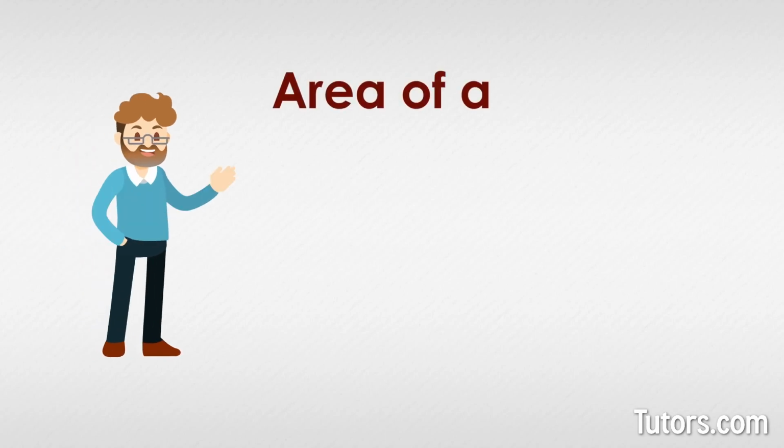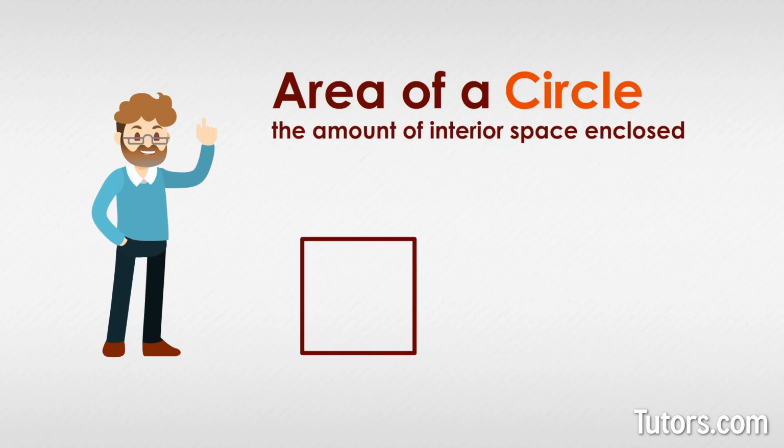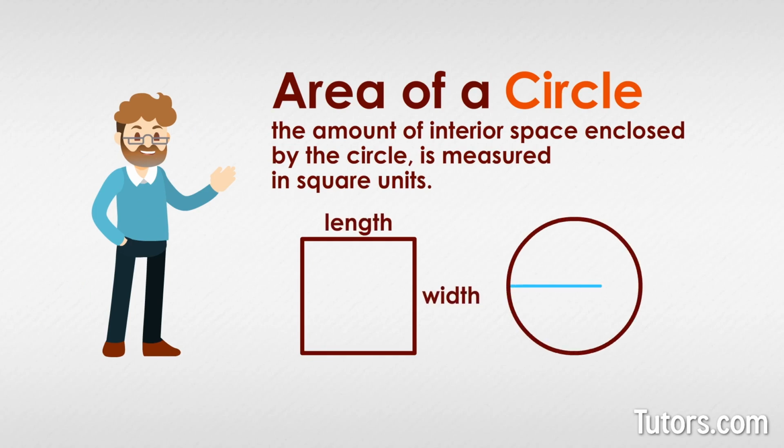What is the area of a circle? A circle is not a square, but a circle's area, the amount of interior space enclosed by the circle, is measured in square units. Finding the area of a square is easy, length times width. A circle, though, has only a diameter, or distance across.